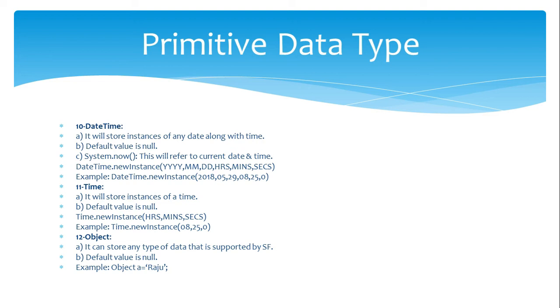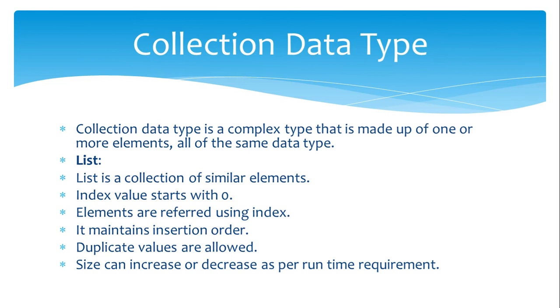Object: it can store any type of data that is supported by Salesforce. Default value is null. For example, Object a = 'Raju'. Collection data type: a collection data type is a complex type that is made up of one or more elements, all of the same data type.